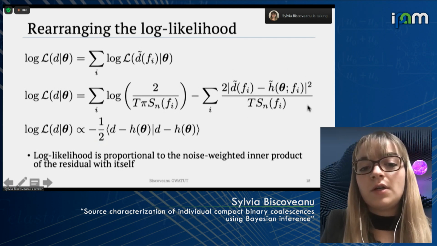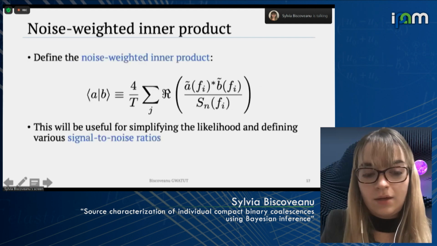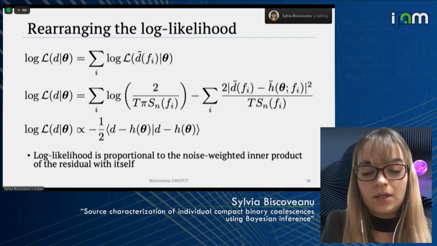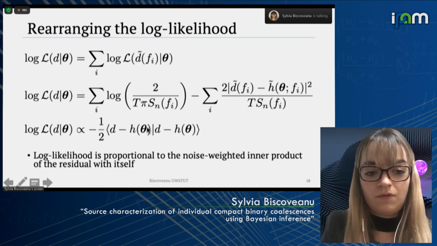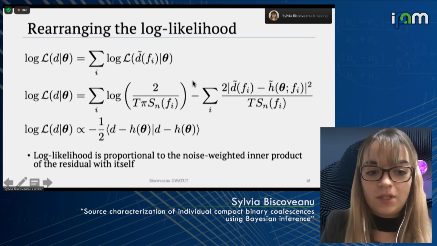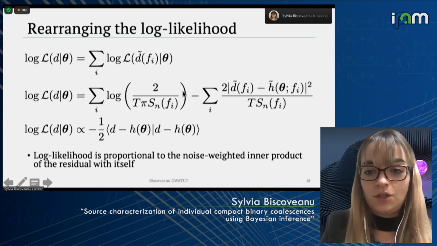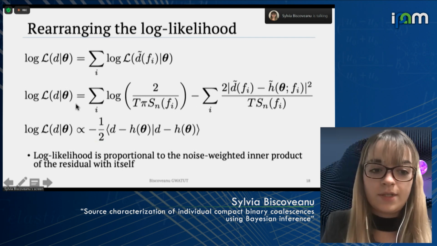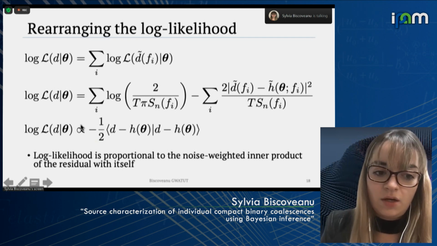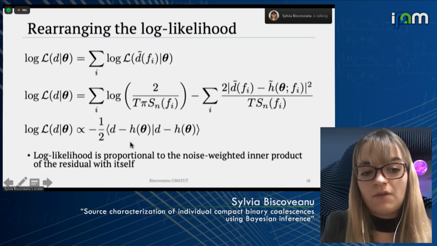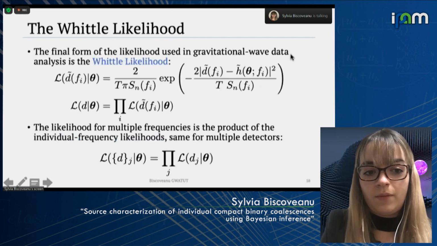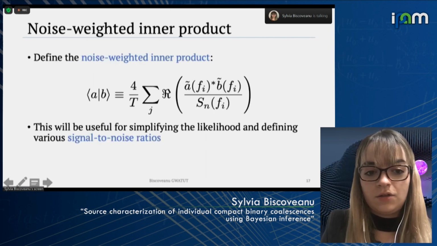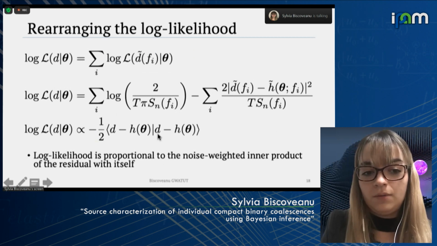If we look closely at this term and compare it to the noise-weighted inner product, we can see that it is easy to rewrite in terms of the noise-weighted inner product. If we drop this term, because it's just a normalization constant, it doesn't change as you vary the binary parameters theta, you can see that the log likelihood of the data is proportional to minus 1/2 times the noise-weighted inner product of the residual with itself. So we've taken this full form of the likelihood that we had here and rewritten it basically in terms of a simple inner product.